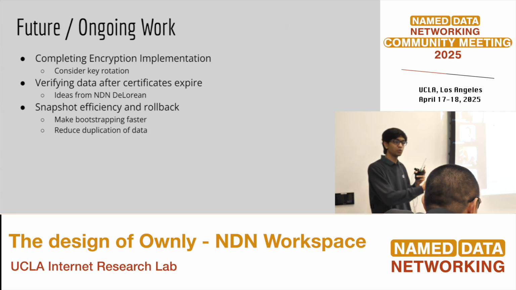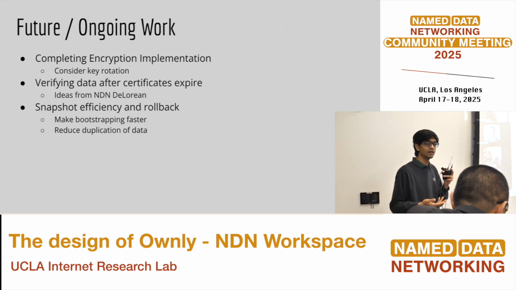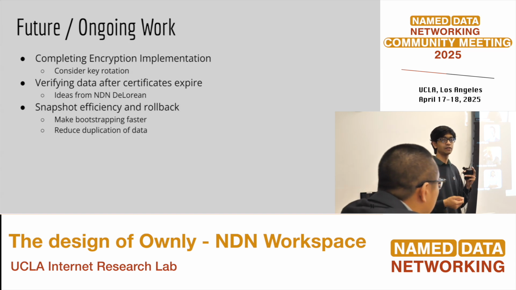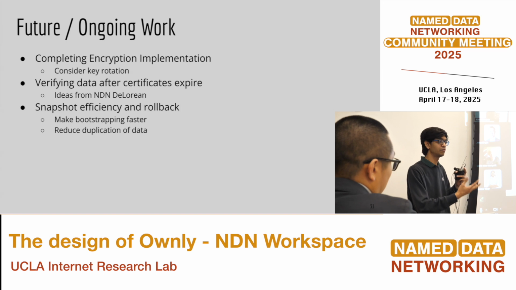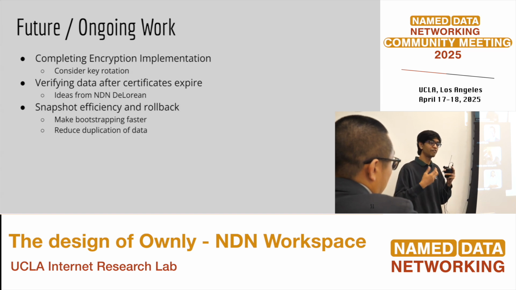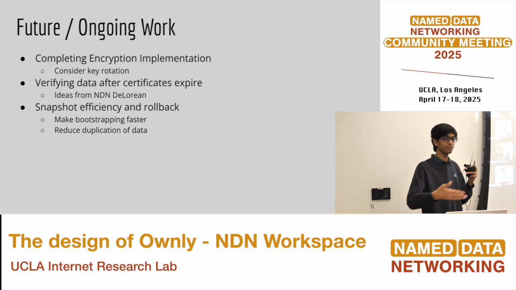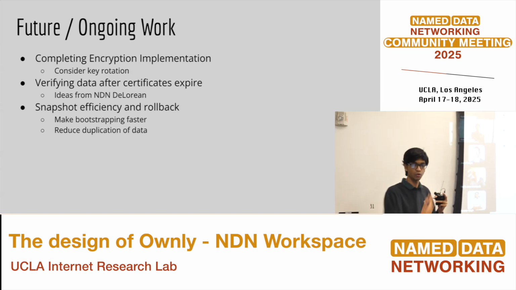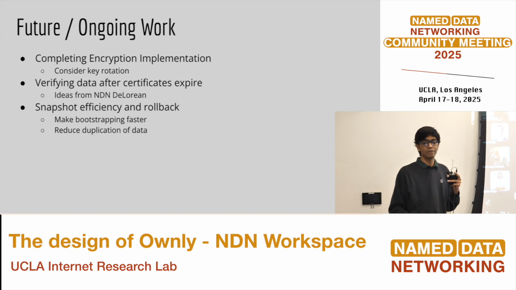Finally, what is the future work or the ongoing work? One is, as I mentioned, completing the encryption implementation. Part of it is implementing key rotations in the dynamic shared parts, looking at different ways to do this. We also need to build a way to verify data after the certificates expire. You might produce some data, your certificates have a lifetime, and eventually those certificates expire, but if someone now joins the workspace, they need to fetch that old data and be able to verify it to actually have those old files. This is part of the future work.